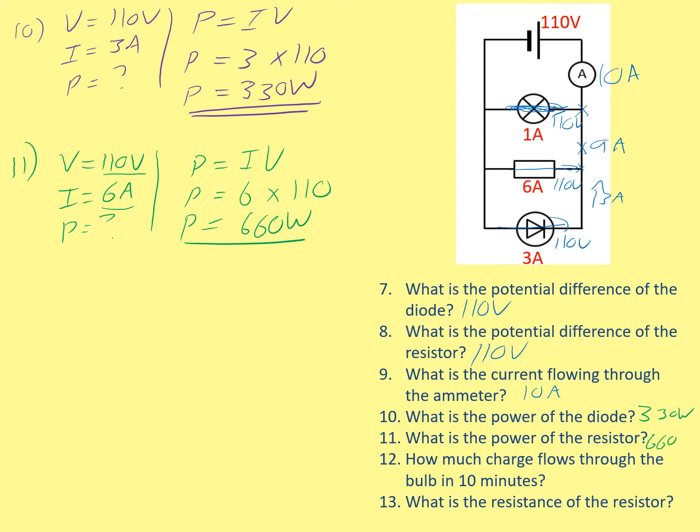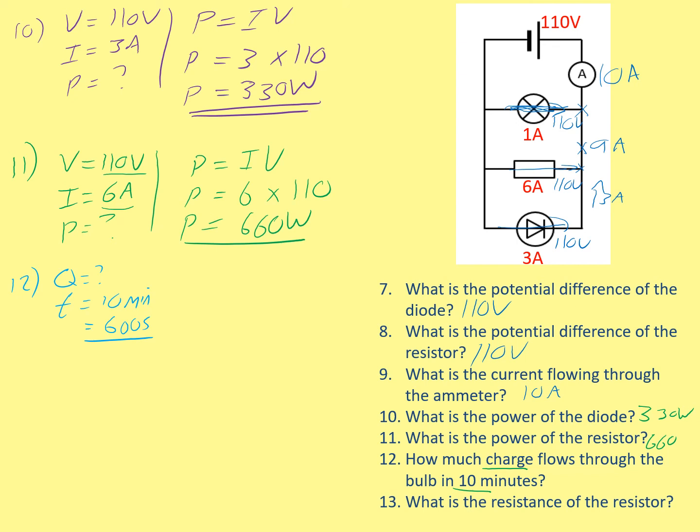Question 12, how much charge flows through in 10 minutes? So the question is how much charge? Time is 10 minutes. Alarm bells, 10 minutes in seconds. So 60 seconds in a minute times 10 minutes is 600 seconds.